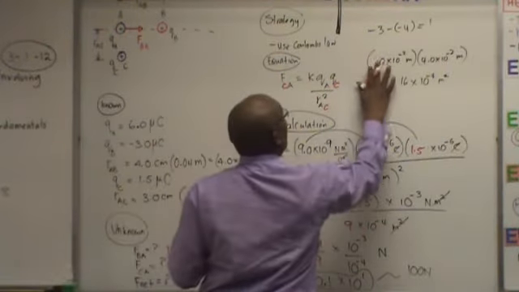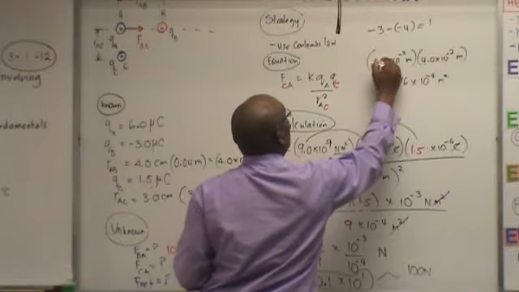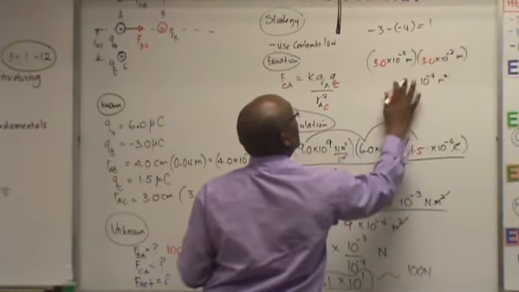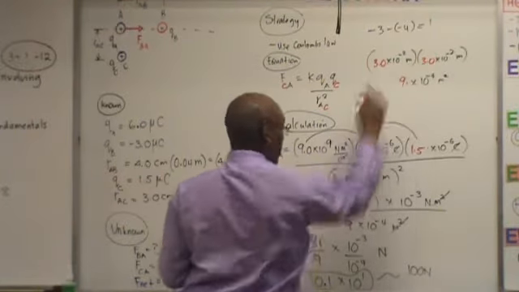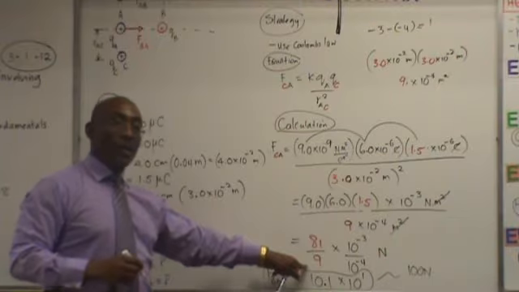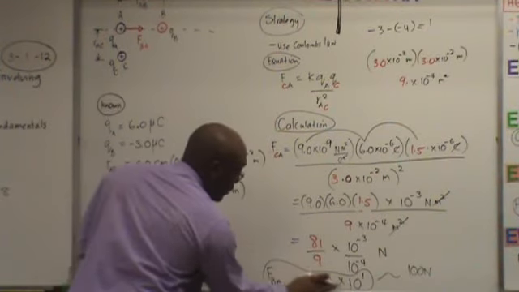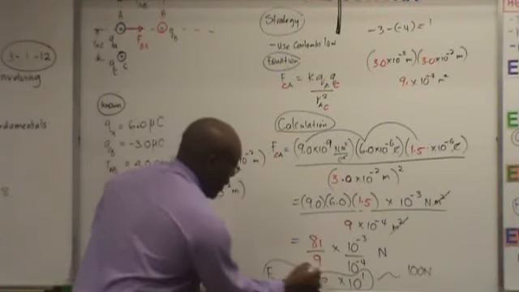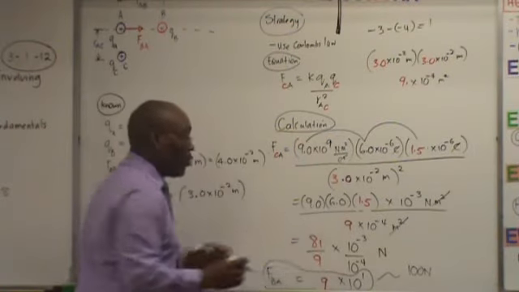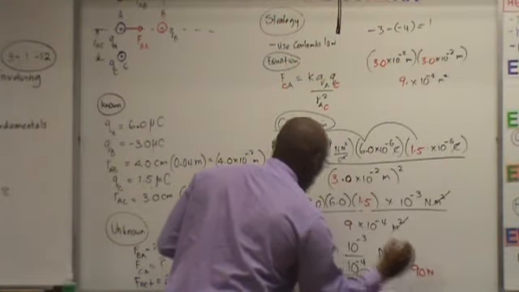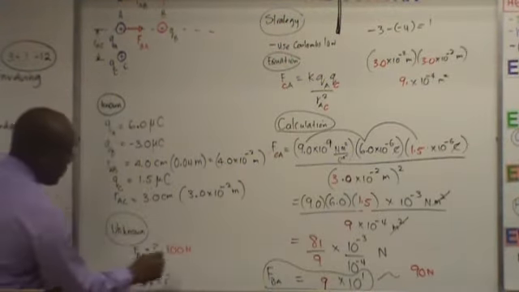So up here I have 3, 9, and this remains the same. So now 81 divided by 9 is what? So this is 9. So it's now 9 times 10 to the 1, which is what? 90. So this force is 90.